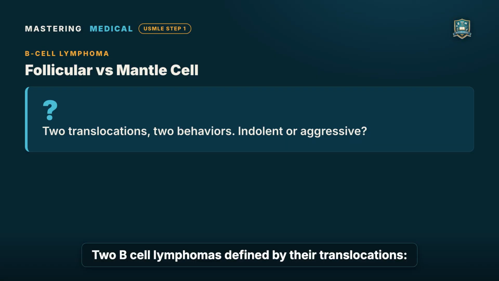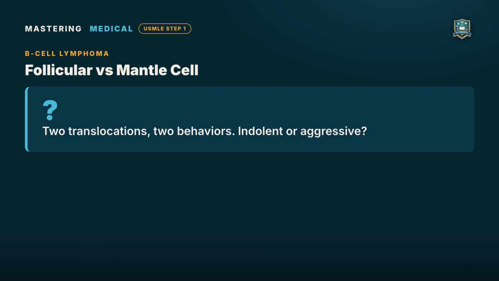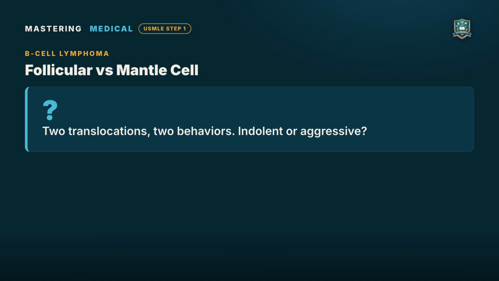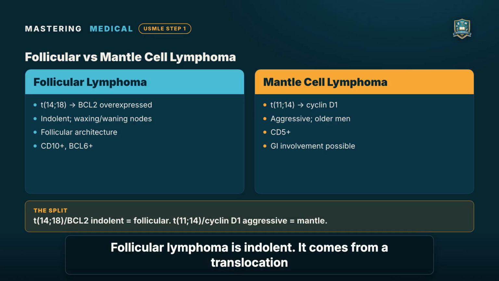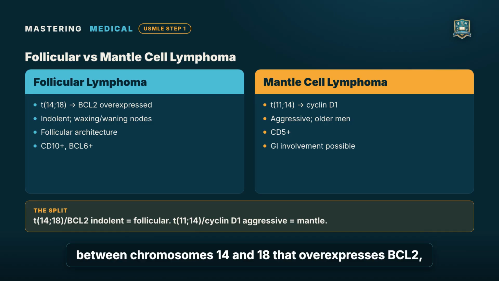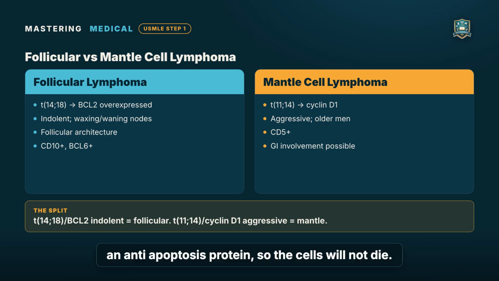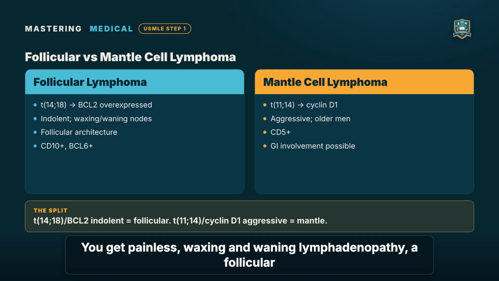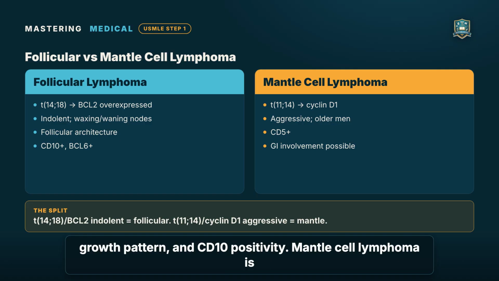Two B cell lymphomas defined by their translocations, follicular and mantle cell. One is indolent, one is aggressive, and each has a signature gene. Follicular lymphoma is indolent. It comes from a translocation between chromosomes 14 and 18 that overexpresses BCL2, an anti-apoptosis protein, so the cells will not die. You get painless, waxing and waning lymphadenopathy, a follicular growth pattern, and CD10 positivity.